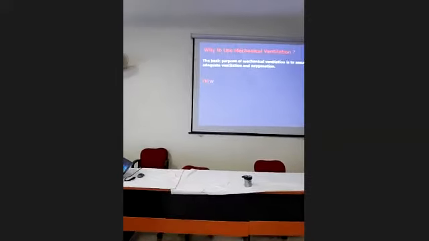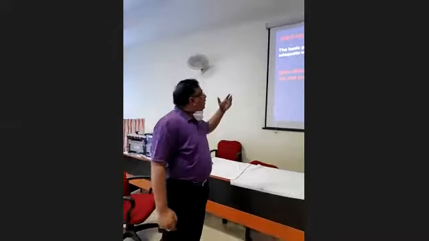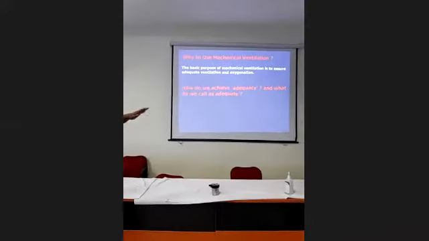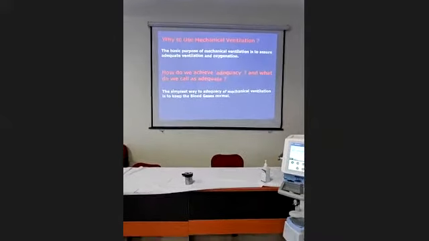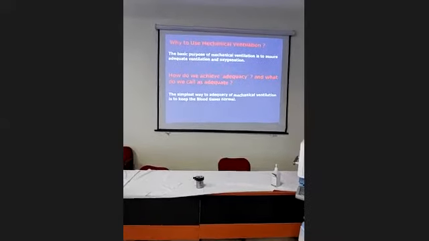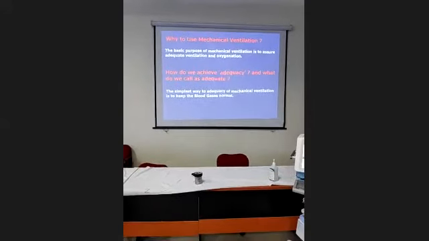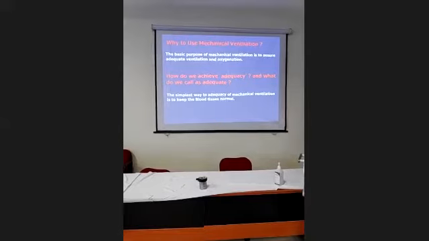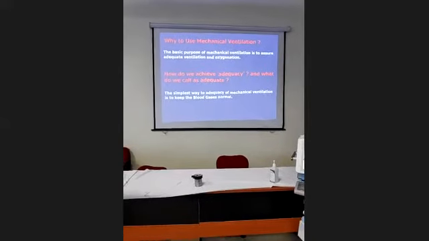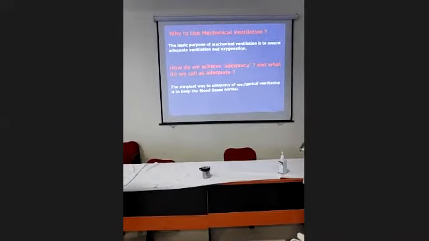Now, the second thing is how to achieve adequacy. How will you measure that? And what do we call adequate ventilation and oxygenation? The simplest way to check the adequacy of mechanical ventilation is to keep the blood gases normal. Blood gases actually reflect whether the patient is getting ventilated appropriately or not. If the blood gas is normal after ventilation, you can think that yes, your ventilatory strategy is perfect. If the blood gas is not normal, then there is some problem with your mechanical ventilation.